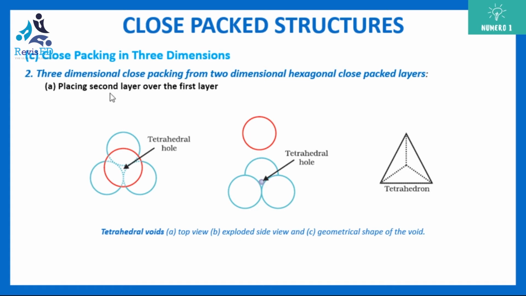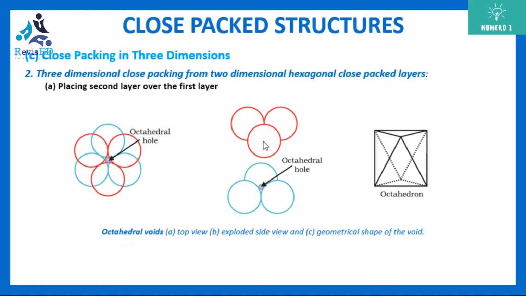So this is by placing the second layer over the first layer. Another way is if you place it a little bit aside. This is your lower layer, represented in blue, and the red one is the top layer, which is this one. If you see, this gives you an octahedral structure. So this void or empty space is called your octahedral void.